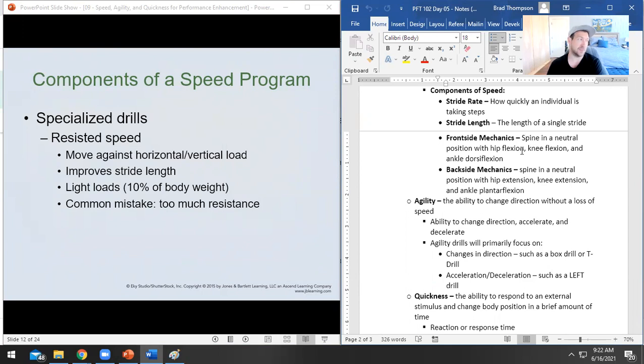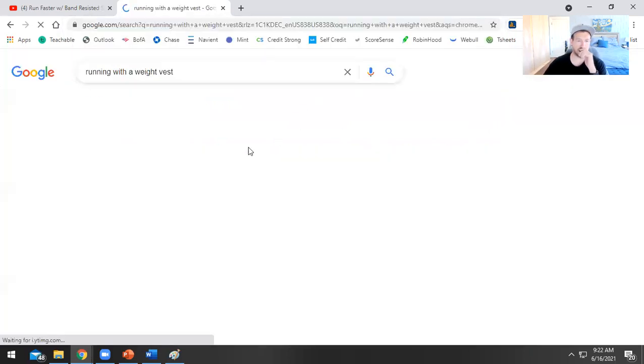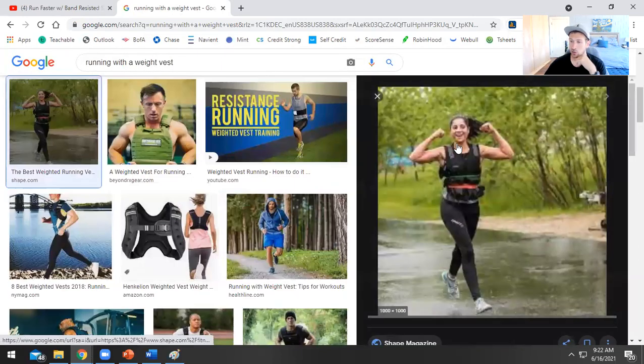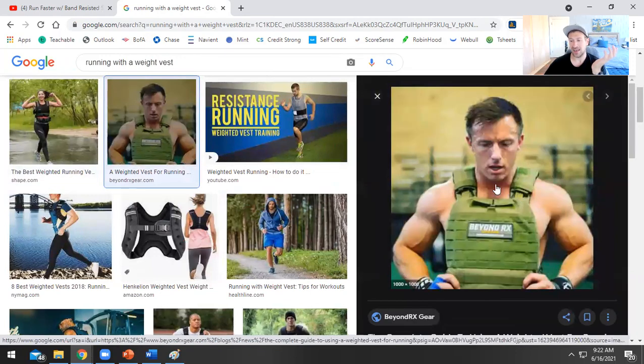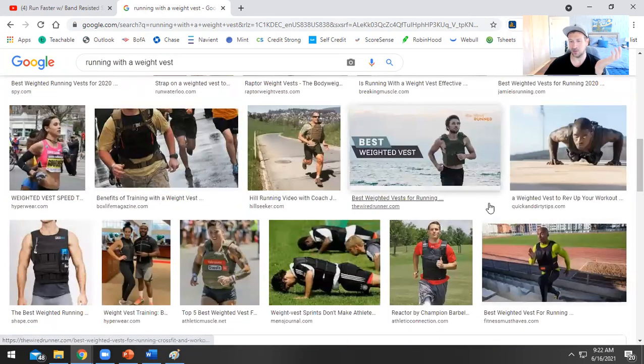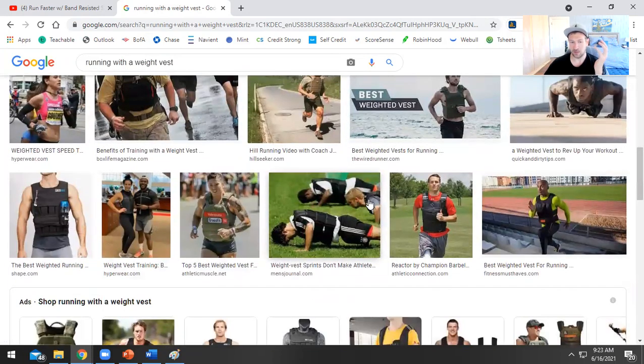Now, I will say, speaking of weight vests, a lot of people think that's a really good way to improve your speed. You'll see people running with weight vests on. I don't know if everybody's seen these, but you'll see people doing this sometimes. I'm not saying that it's not harder to do. If you're running with one of these weight vests, I'm not saying that your run will not be more difficult, because I believe that this is absolutely going to make the run much more challenging for sure.